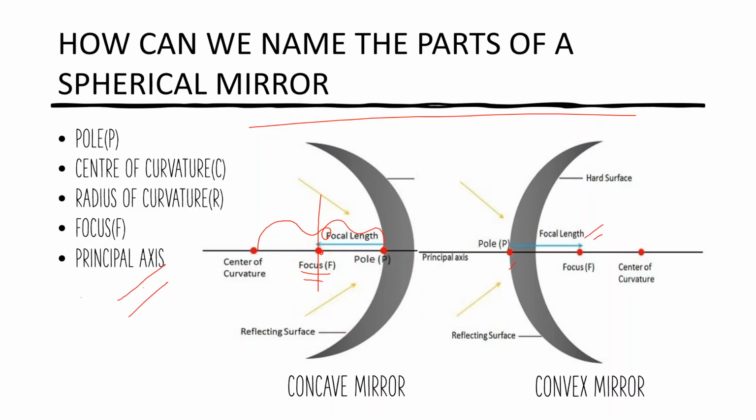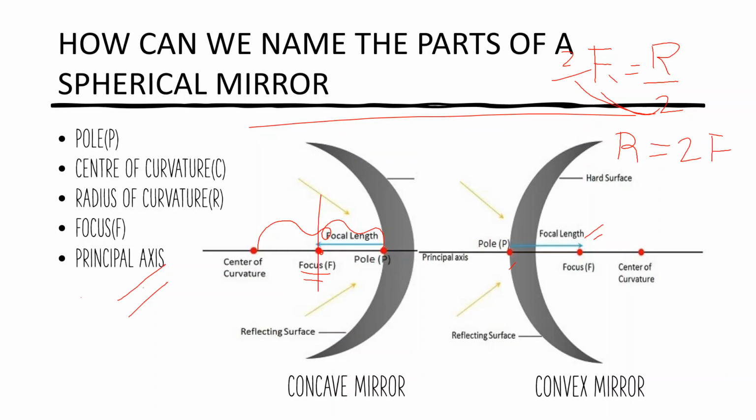Now, to tell what focus is: F is equal to R by 2, or R is equal to 2F. This goes here, this goes here, so that will be equal to 2F.